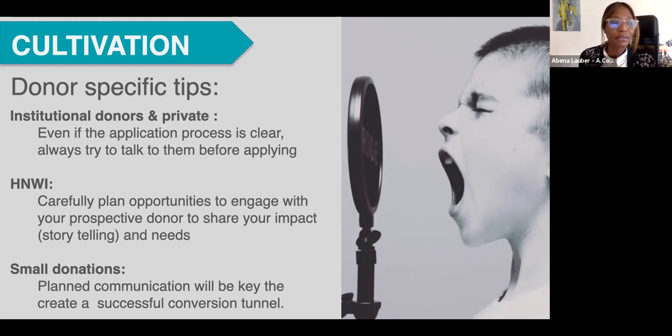With high net worth individuals, we say carefully plan the opportunities to engage with your prospective donors to share your impact. You need to do the storytelling, and also make sure that you're clear on your needs. And I think this is important: it's about planning these engagements. What are these opportunities that I have to meet?